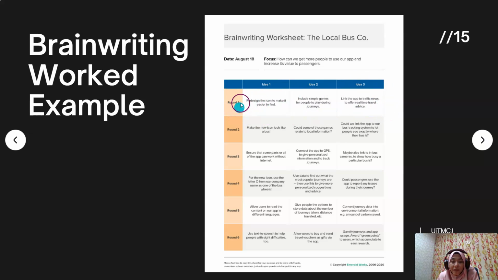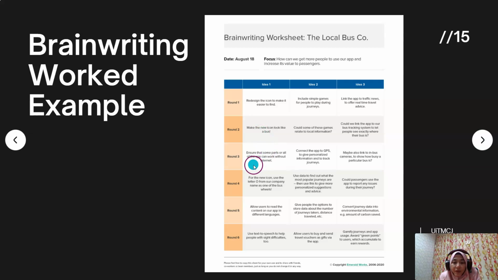The first one is proposed by person number 1 in round 1: redesign the icon to make it easier, include simple games for people to play during the journey, and link the app to the traffic news. This is the idea to increase the usage of the application. In the second round: make the icon look nice, like a bus. This is the same idea, talking about the icon, but the next person proposes a new icon. Can you see that? This is how the idea is evolving.